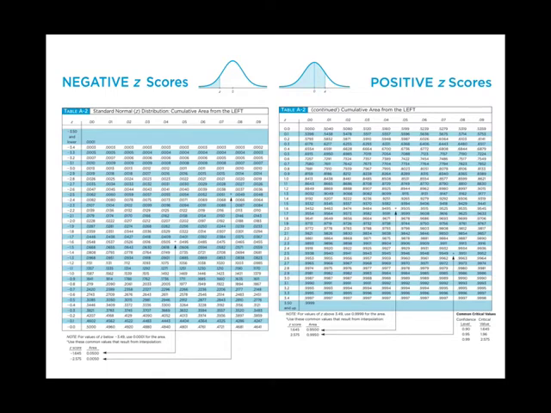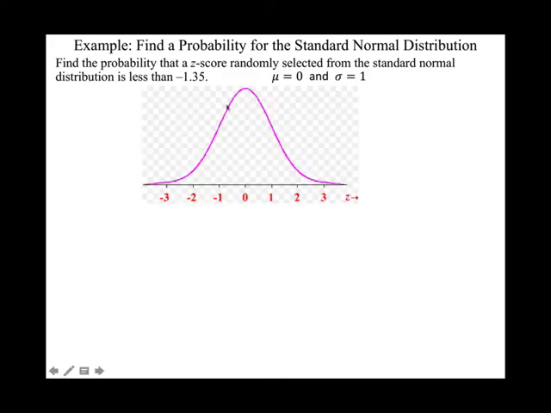Let's try an example. Find the probability that a z-score randomly selected from the standard normal distribution is less than negative 1.35. First, we are working on the standard normal distribution, so you know your mean is equal to 0, standard deviation is equal to 1. Okay, so you should have this picture. The mean equal to 0 will be in the middle here, plus 1 standard deviation, 2 standard deviations, and 3 standard deviations. And this is also equal to your z-score.